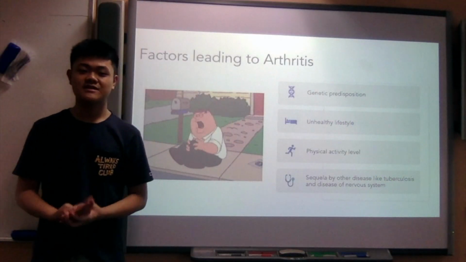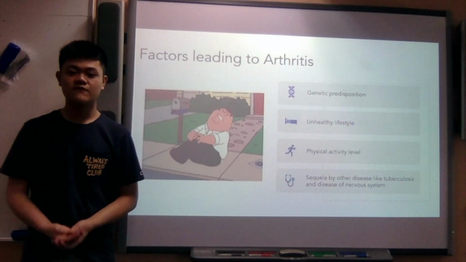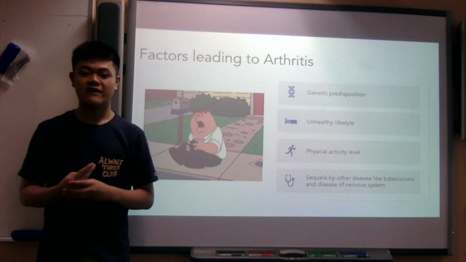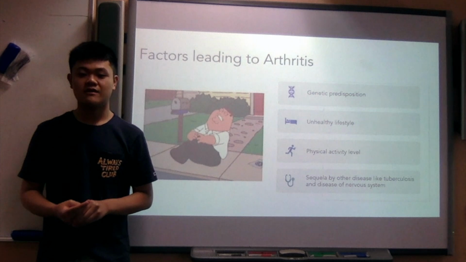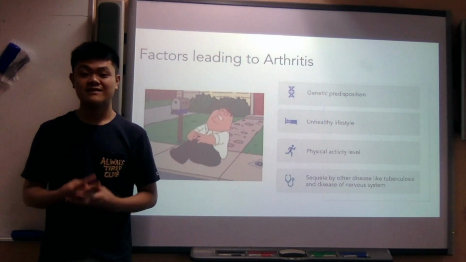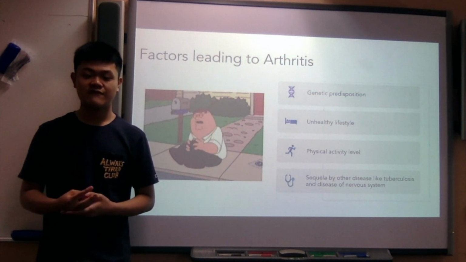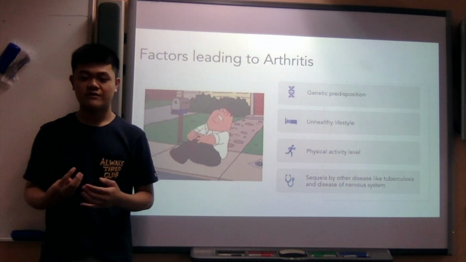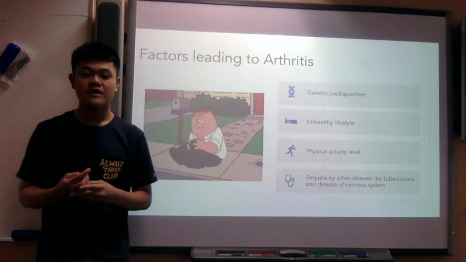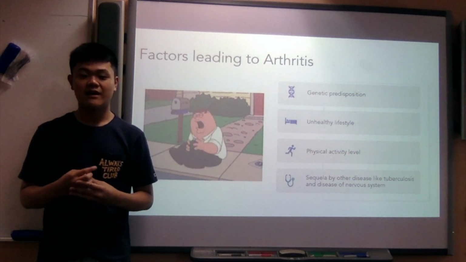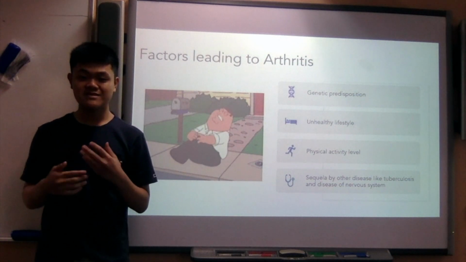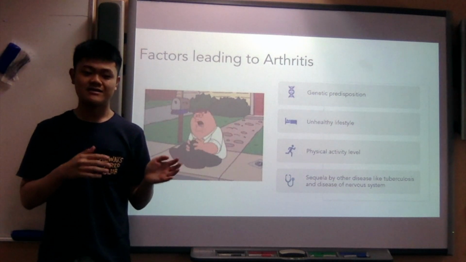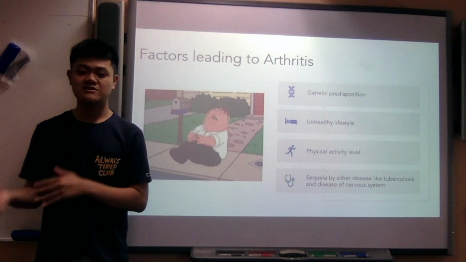Now, the factors leading to arthritis. First of all is genetic predisposition, and the second one is unhealthy lifestyle like smoking and unhealthy diet. And third is physical activity level. So maybe you run a lot and then your joints do not function well. And the last one is sequela of other diseases like tuberculosis and diseases of the nervous system. These diseases can have side effects that lead to arthritis.